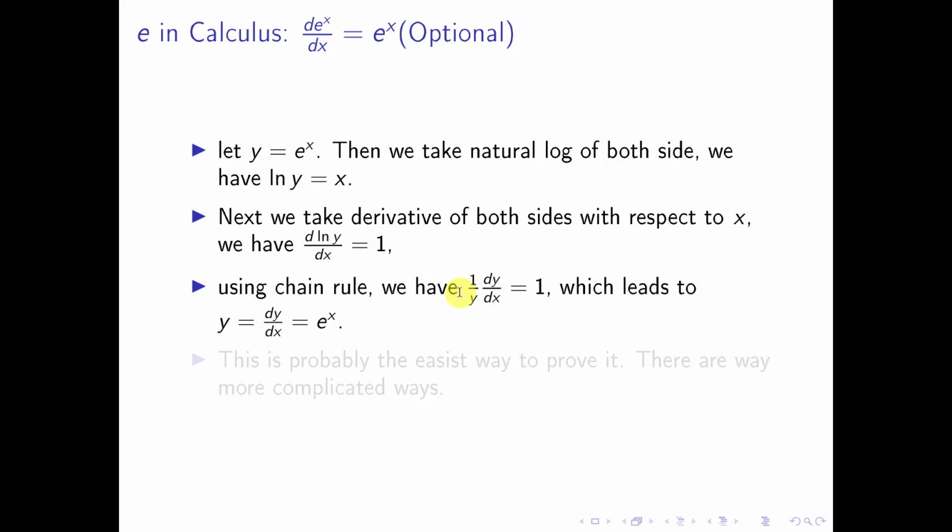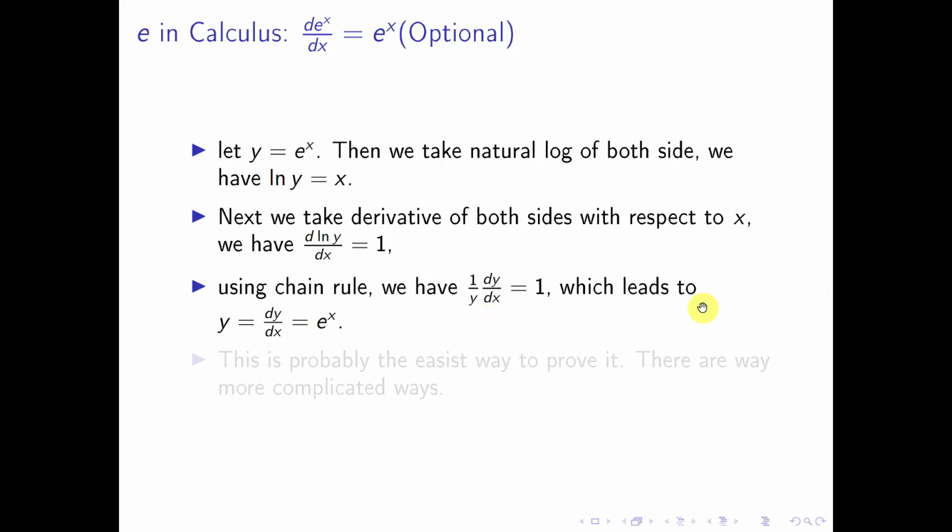What is the result? 1 over y. Then we multiply that by the derivative of y with respect to x. So this is the product on the left-hand side. And on the right-hand side, the derivative of x with respect to x is 1. So the result is 1 over y multiplied by dy over dx equals 1, which leads to what?